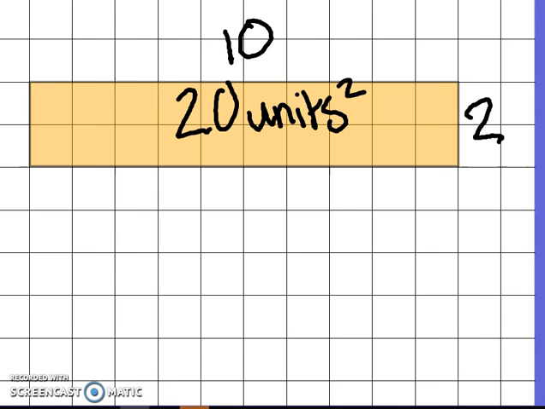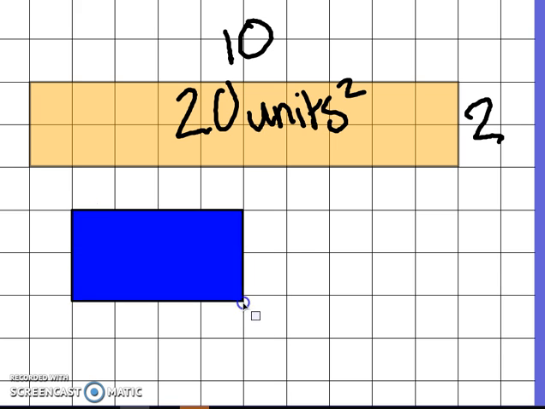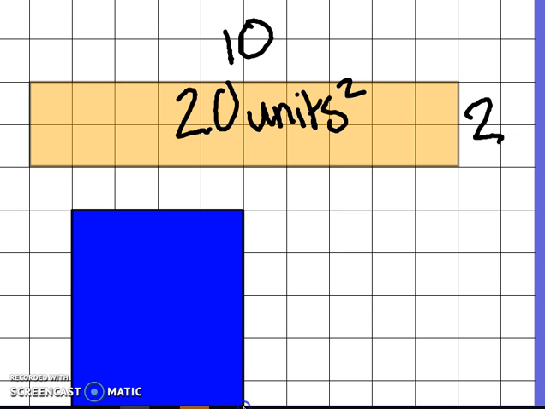Well, thinking about numbers that I can multiply together to get 20. Another one I know of is when I count by 5s, I get to 20. So 5, 10, 15, 20. 4 groups of 5 gets me 20. So I'm going to do that. 1, 2, 3, 4. 1, 2, 3, 4, 5.